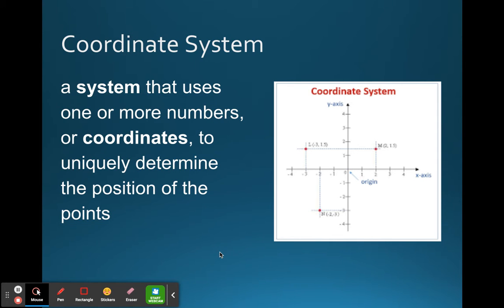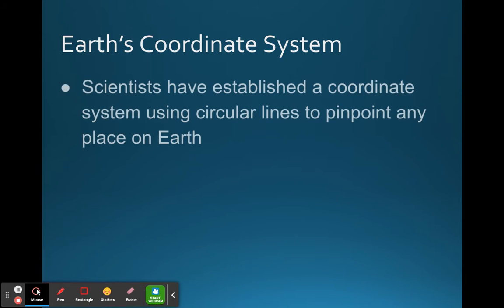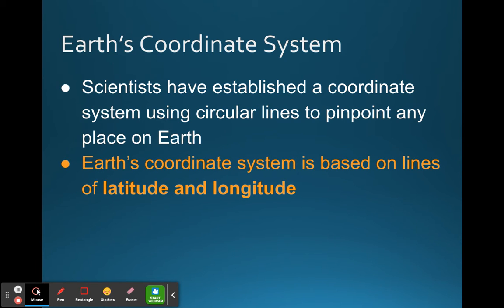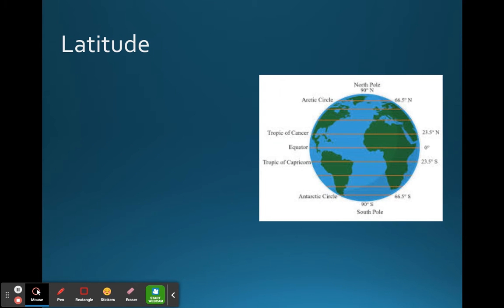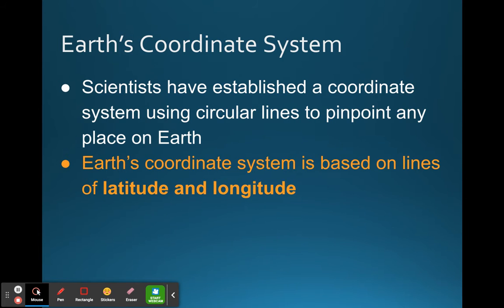The way that it's related to Earth science is we actually use a coordinate system to show locations on Earth. Earth's coordinate system has been established using circular lines to pinpoint any place on Earth, and we have to use circular lines because the Earth is round. Earth's coordinate system is based on lines of latitude and longitude. So we're going to go through what the difference is between latitude and longitude.